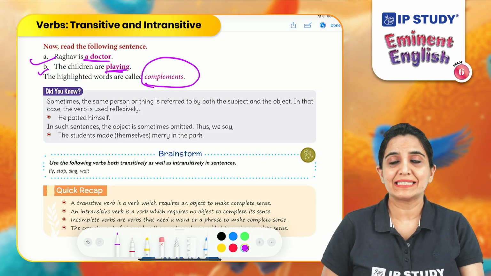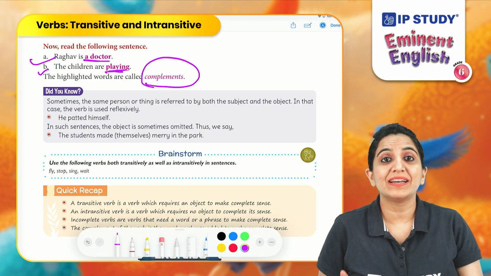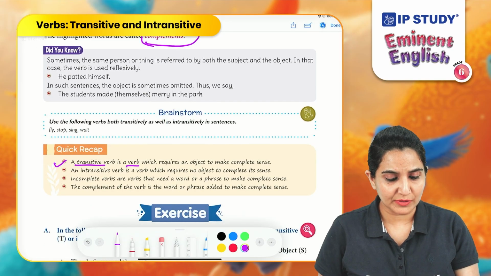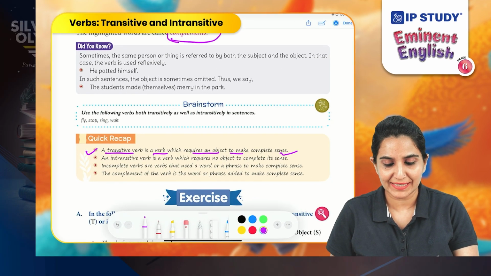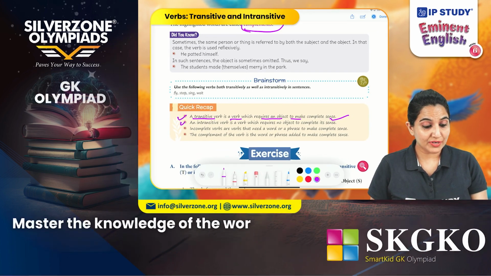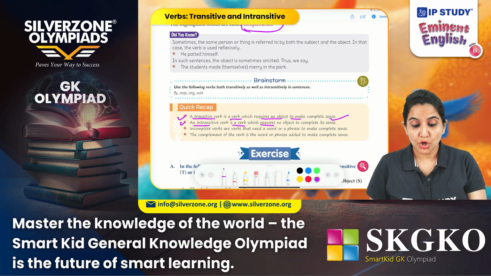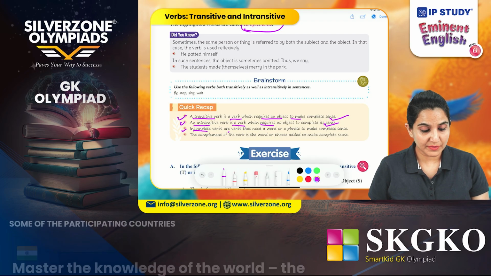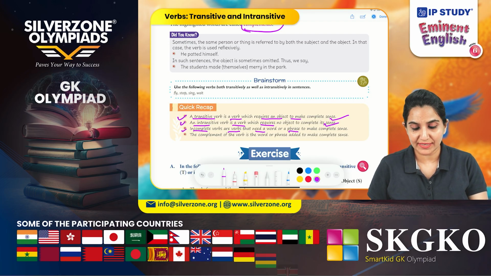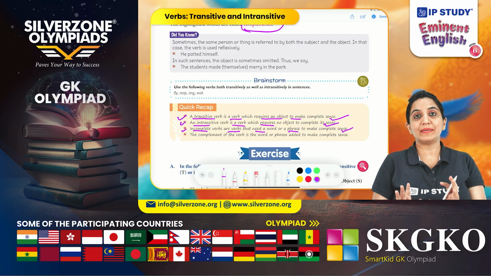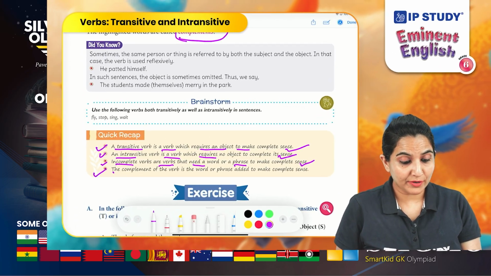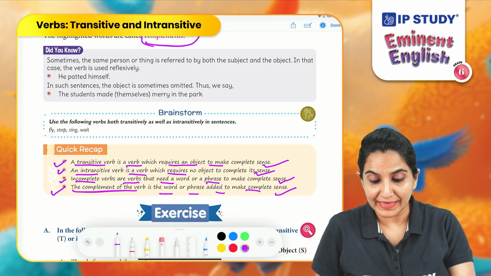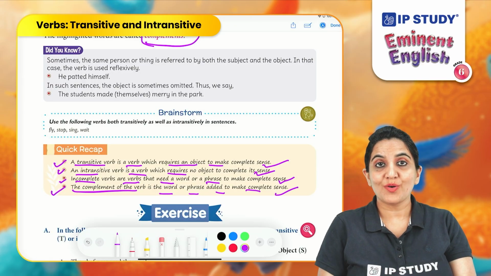Before we end this lesson, let us recap these few points. A transitive verb is a verb which requires an object to complete sense. An intransitive verb is a verb which requires no object to complete its sense. Incomplete verbs are verbs that need a word or a phrase to make complete sense. The complement of the verb is the word or phrase added to make complete sense. So this was all about verbs.